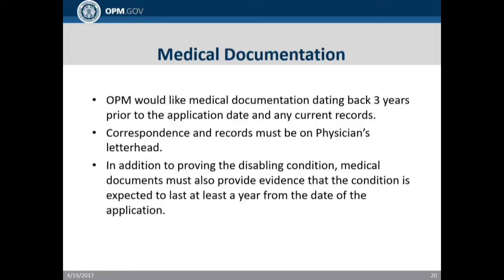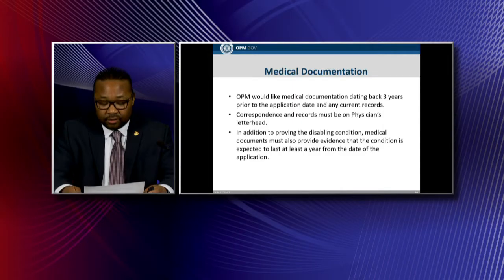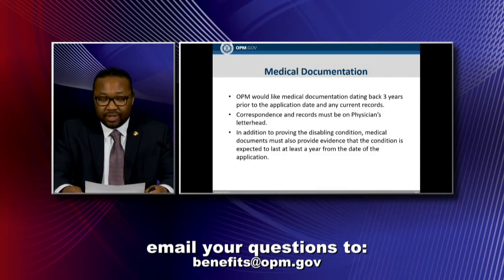Some of the things that we do not want to have, or that we don't need. We don't need a list of disabilities from the actual doctor. We don't need VA ratings with percentages of disability. And we would not like to have CDs or thumb drives, because most of the time we're unable to actually open them, and there are some PII issues involved with that as well.